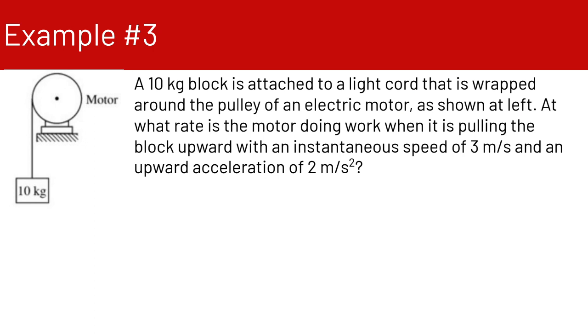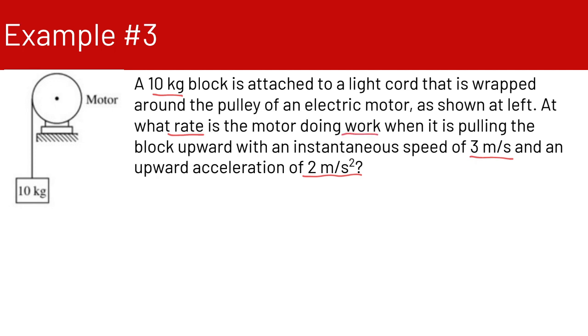Okay, let's look at this final example. We have a 10 kilogram block attached to a light cord that is wrapped around the pulley of an electric motor as shown at left. At what rate is the motor doing work when it is pulling the block upward with an instantaneous speed of 3 meters per second and an upward acceleration of 2 meters per second squared? So at what rate is the motor doing work?